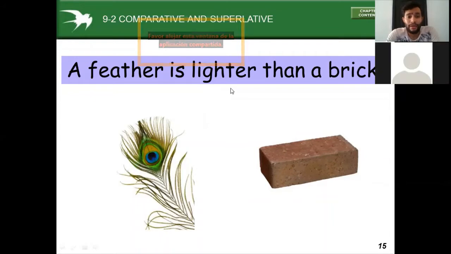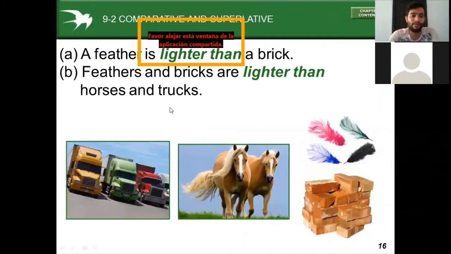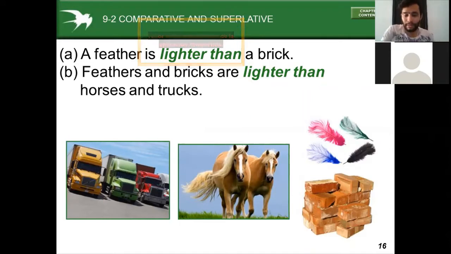Y aquí estamos usando, take a look, the normal comparative, where we have light, which is a one syllable adjective, and we add er plus than. Very good. So far, so clear. We have the following examples again. A feather is lighter than a brick. We know that. And then feathers and bricks are lighter than horses and trucks. I mean, of course, right? How about the following example?